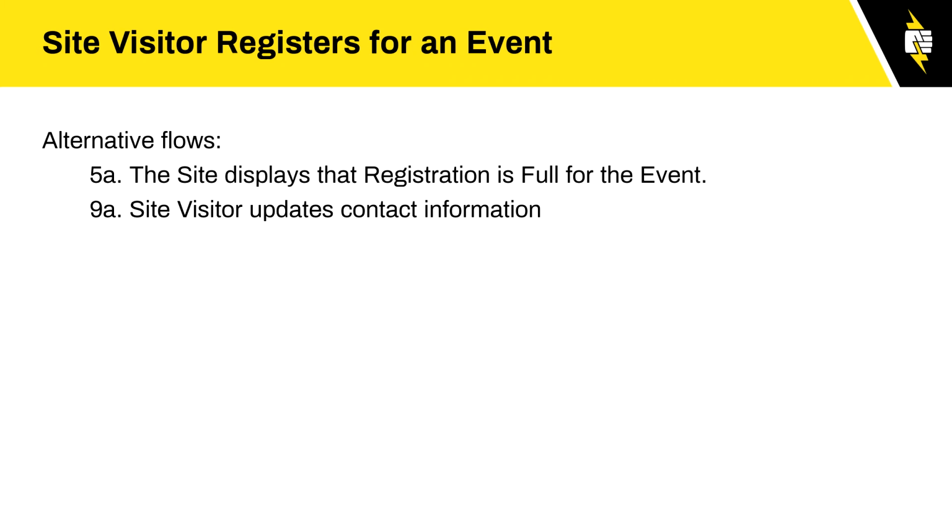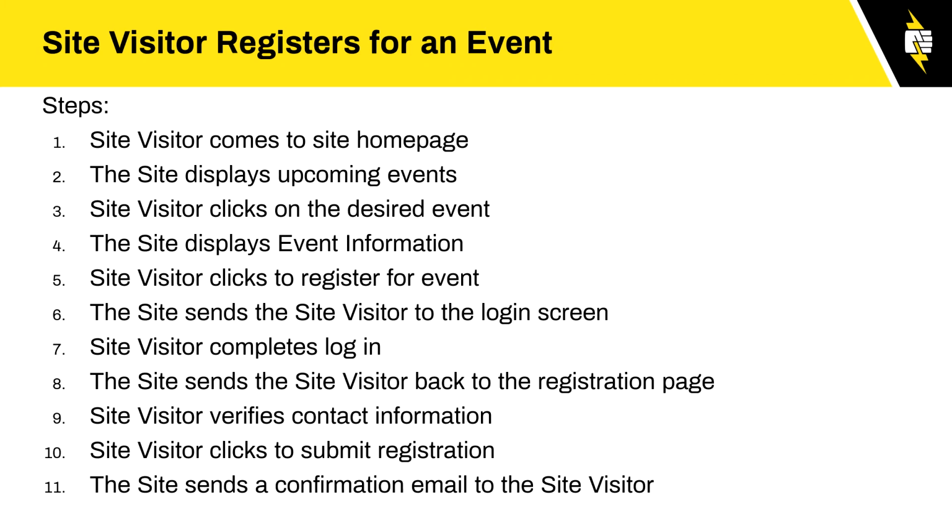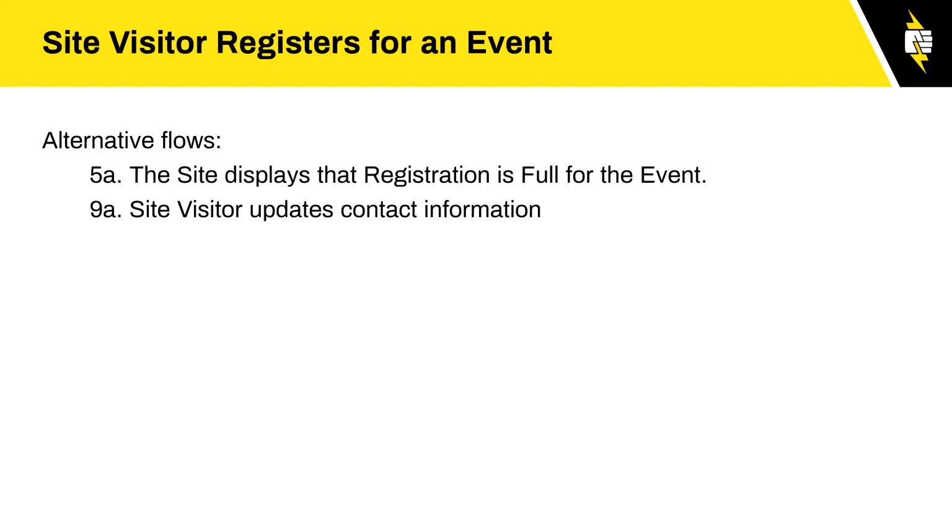What if the event's full? So an alternative for 5A would be that the site displays that registration is full for the event when they go to click for it. For 9A, what if instead of confirming their contact information, they want to update it? So we need to document these other options for them.